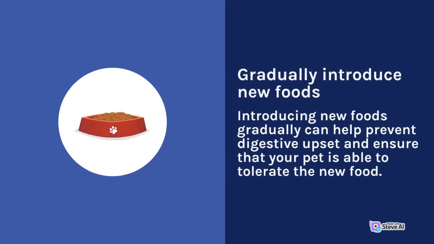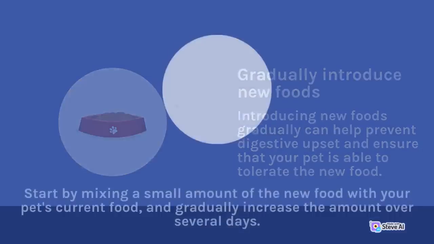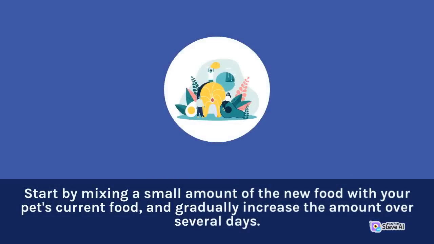Gradually introduce new foods. Introducing new foods gradually can help prevent digestive upset and ensure that your pet is able to tolerate the new food. Start by mixing a small amount of the new food with your pet's current food and gradually increase the amount over several days.